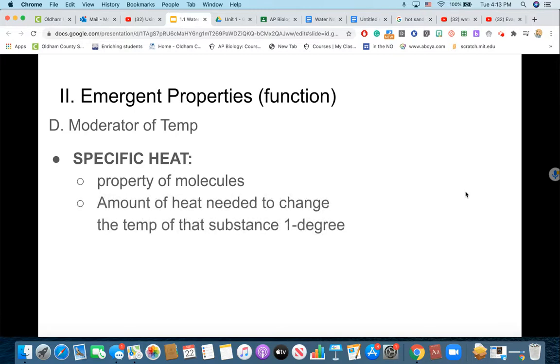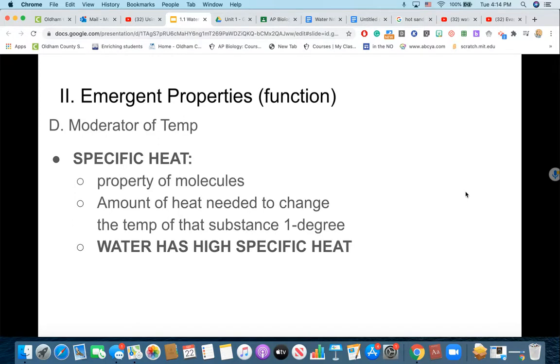But specific heat is defined as the amount of heat, which is energy, needed to change the temperature of that substance 1 degree Celsius, specifically 1 gram of that substance 1 degree Celsius. So this is how much heat does it take to change the temperature of something. And for us, what we need to know is that water actually has a really high specific heat, which means it takes a whole lot of heat energy to alter its temperature.